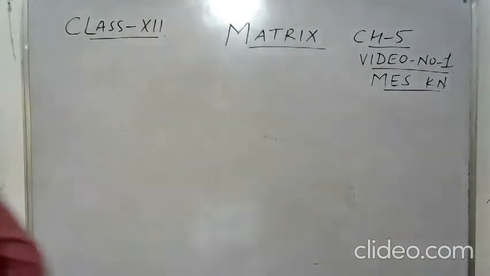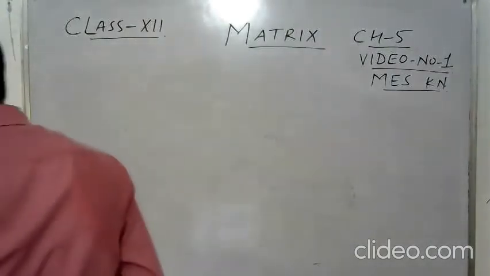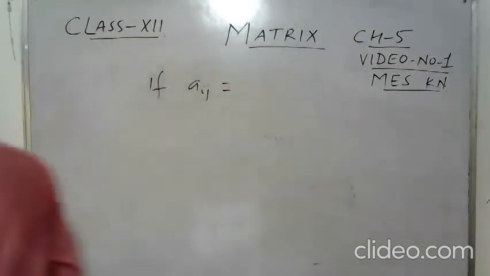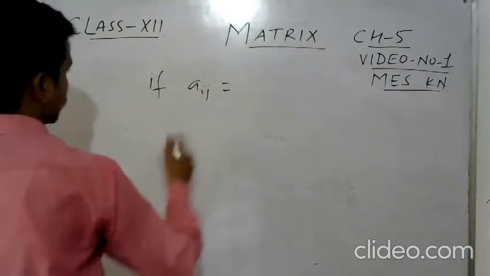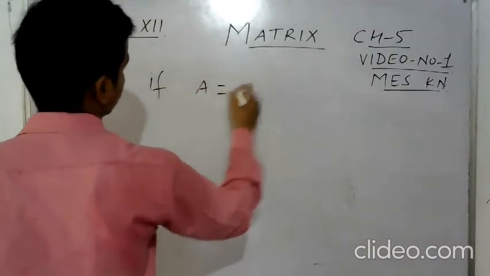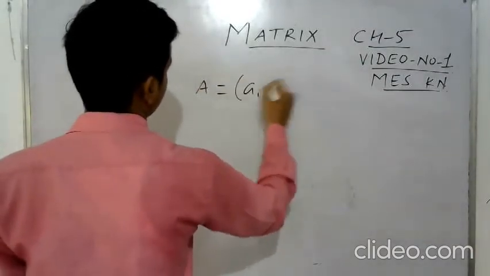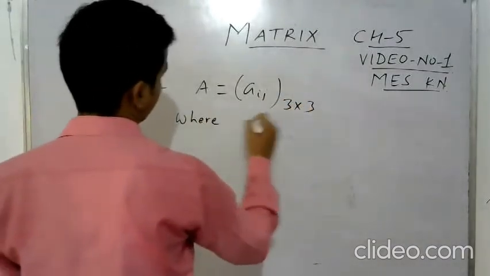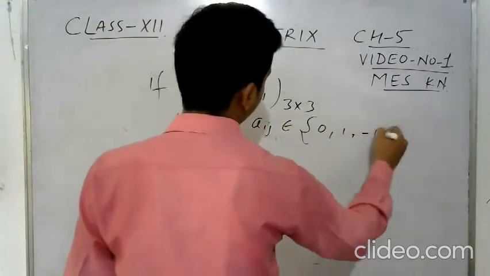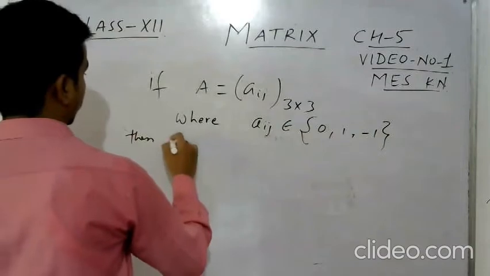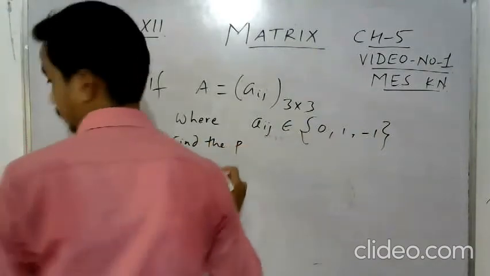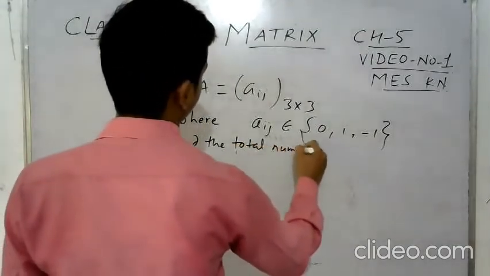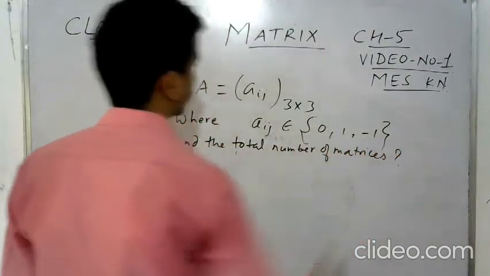Now we will see the next question. If there is a matrix Aij, 3 by 3, there is a 3 by 3 matrix where Aij belongs to 0, 1 and minus 1, then find the possible number of matrices. Find the total number of matrices.